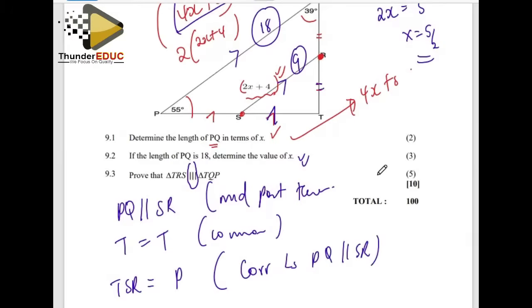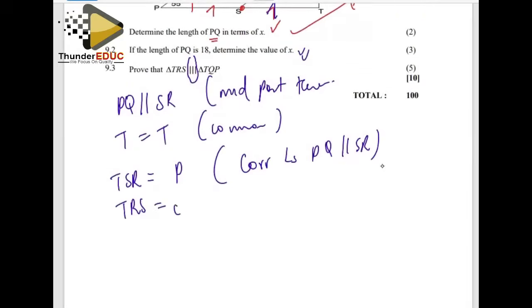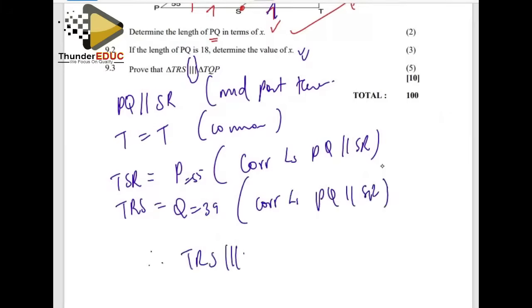And then do the same thing with the TRS. TRS is the same as that angle Q, which is 39, which is 55. Same story, corresponding angles, PQ is parallel to SR. So therefore, TRS is similar to TQP, reason, angle, angle, angle.